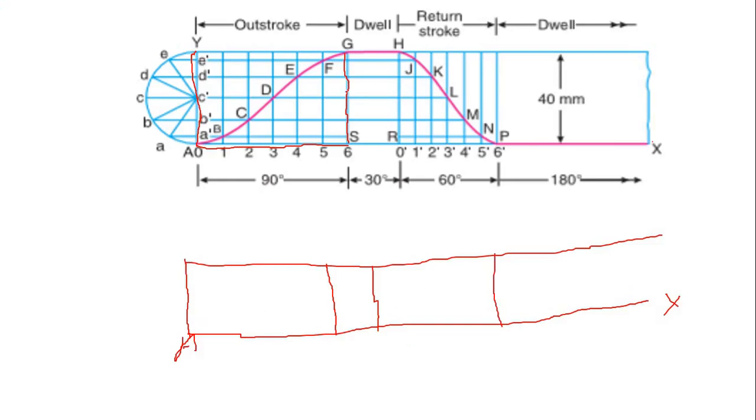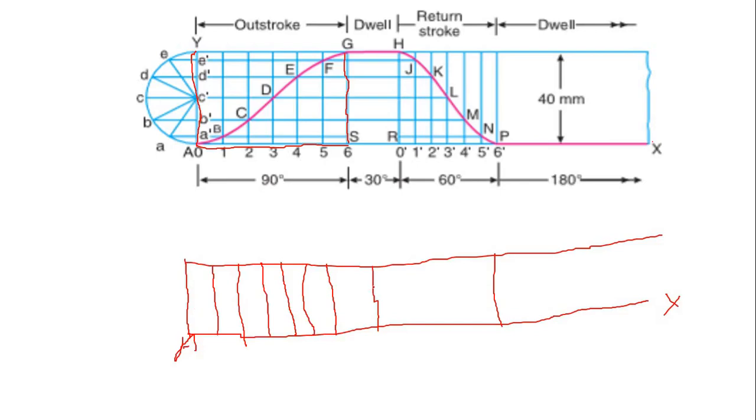Now the next process is to divide the outer stroke into 6 equal parts. The length is 9 centimeter, and when 9 centimeter is divided into 6 equal parts, one division is equal to 1.5 centimeter, that means 15 mm. Now from a scale you have to measure this equal division of the 9 centimeter: this is 1 part, 2 part, 3 part, 4, 5 and 6.